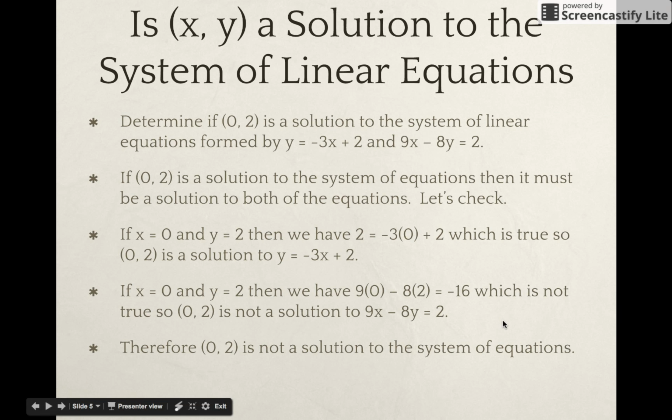And so 0, 2 is not a solution to the second equation. Since it's not a solution to the second equation, it cannot be a solution to the system of equations. So it's a very important point here. Even though the ordered pair 0, 2 is a solution to the first equation, to be a solution to the system, it must be a solution to all the equations involved.